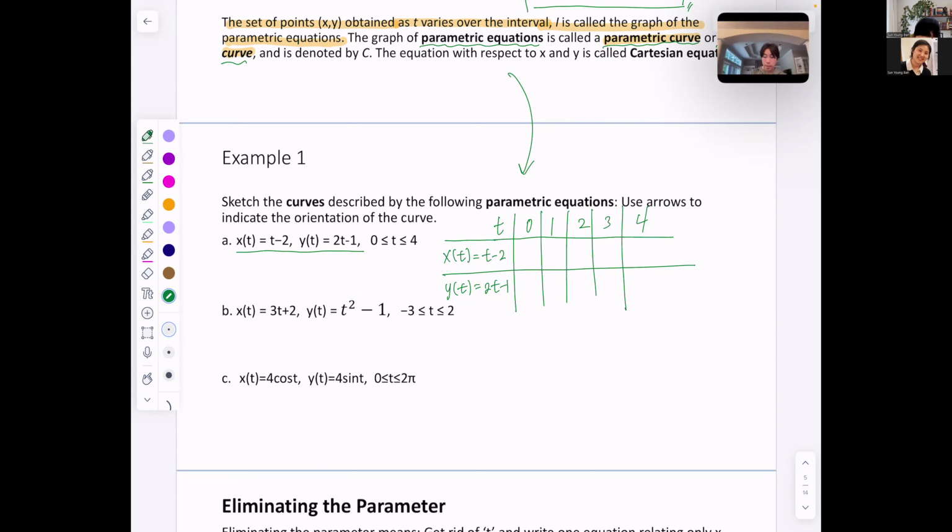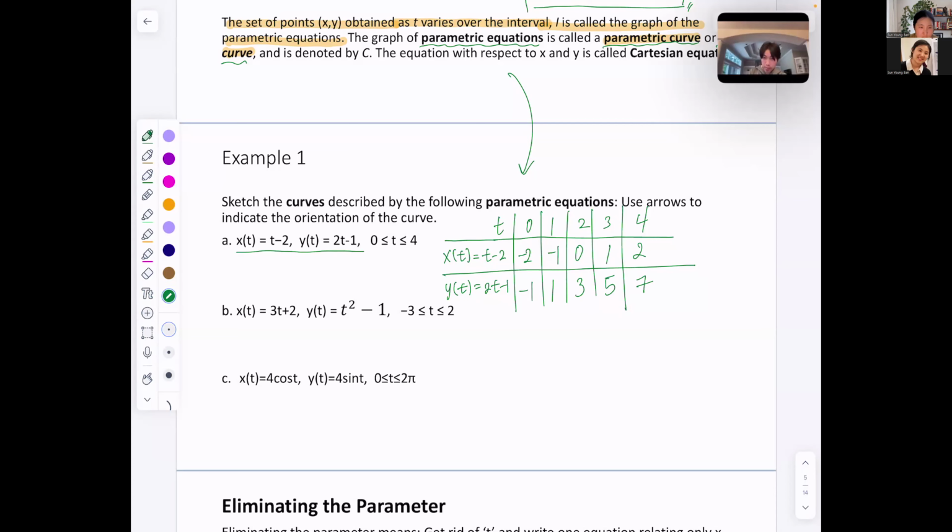So if you plug in 0, 0 minus 2 is negative 2. And for the y function, if you plug in 0, it's going to be negative 1. If you plug in 1, keep on doing it. 1 minus 2 is negative 1, and 2 times 1 is 2, minus 1 is 1. So keep filling out the rest of the information. If I have t equal to 2, this is a 0, this is a 3. If I have a 3, 1, 5, right? And then 4 gives you 2, and then it's going to be 7. Oh my goodness, what am I doing here?